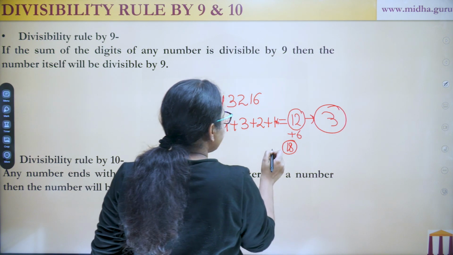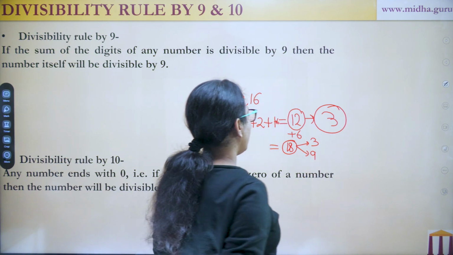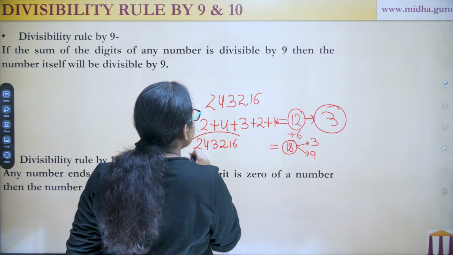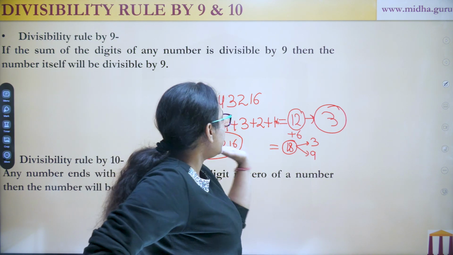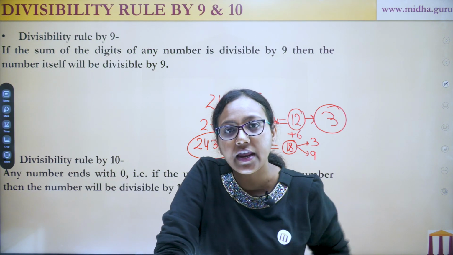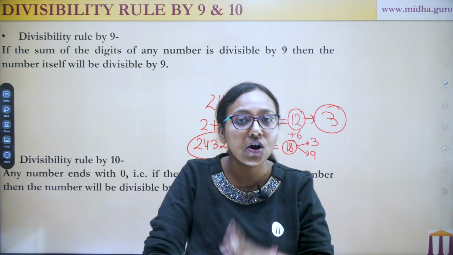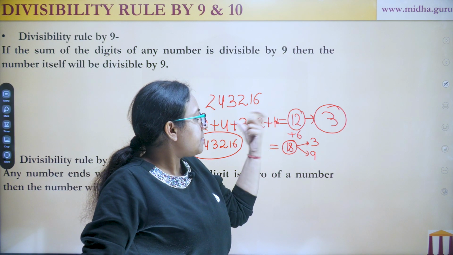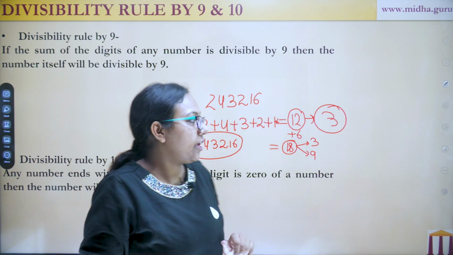So if I check for 18, 18 is divisible by 3 and also by 9. So that means if I say the number 2, 4, 3, 2, 1, 6, this is definitely divisible by both 3 and 9. So you need to check whether the number is divisible by 9 or not. If it is divisible by 9, automatically it is divisible by 3. But this thing is not true the other way around. If any number is divisible by 3, then it need not be divisible by 9 also. So you have to take care of it.